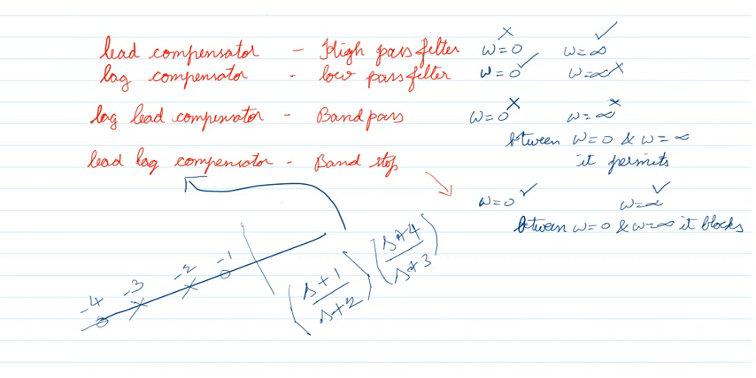Lead lag compensator will permit low frequency, permit high frequency, in between it will not permit. So it is a band stop filter, but this is very rarely used, right? That is why we study lead, lag, and lag lead compensators. We are not worried about the lead lag. Okay, so the lead lag compensator pole zero plot will look like this, right? It is opposite to your lag lead.